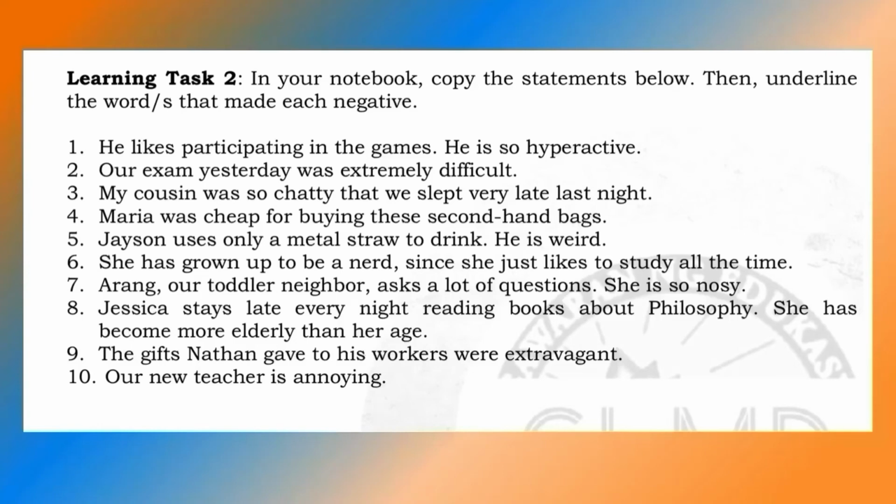Number 8, Jessica stays late every night reading books about philosophy. She has become more elderly than her age. The negative here is more elderly than her age. Okay, next, number 9. The gifts Nathan gave to his workers were extravagant. The negative here is extravagant. Last, number 10, our new teacher is annoying. The negative here is annoying. Okay, count the number of correct. Very good, everyone. I can see that you have learned our lesson for today.